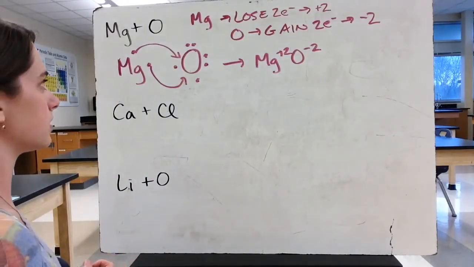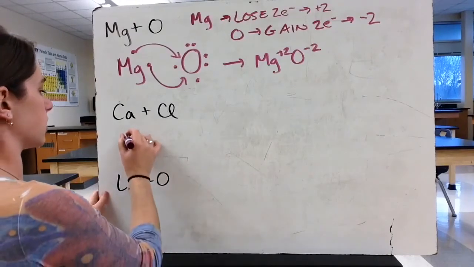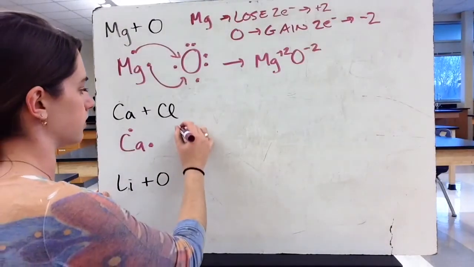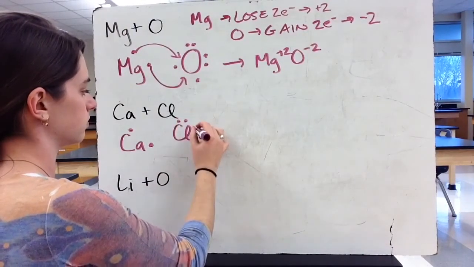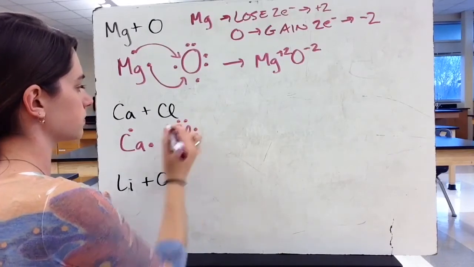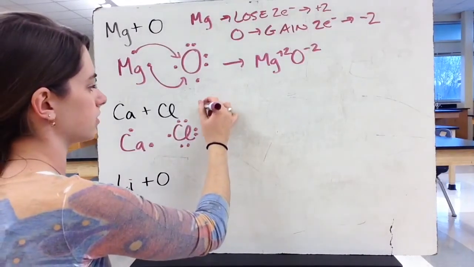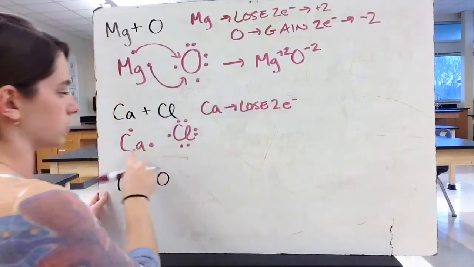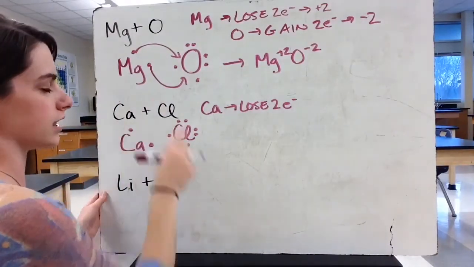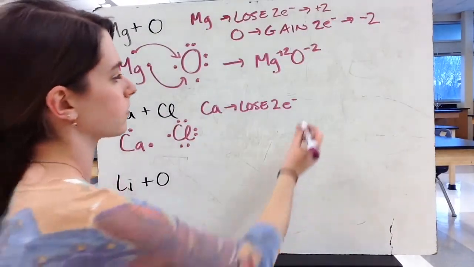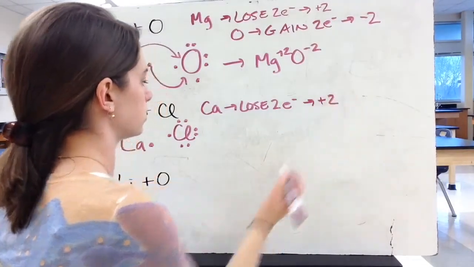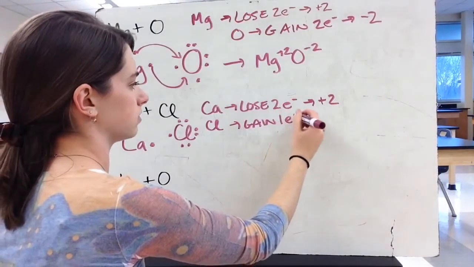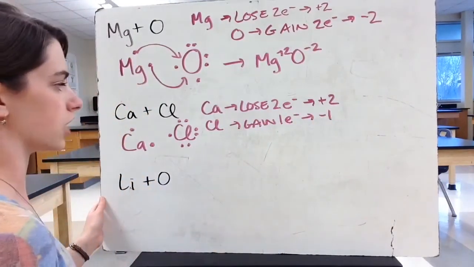Next example, let's look at calcium and chlorine. Now, calcium, due to its location on the periodic table, we know has 2 valence electrons. Chlorine has 7. Let's look at what's going to happen. Well, calcium is going to lose 2 electrons because it needs 6 more, or it needs to lose 2. That's easier. So it'll be a +2 charge. Chlorine only needs 1 electron, and it'll become a -1 charge.